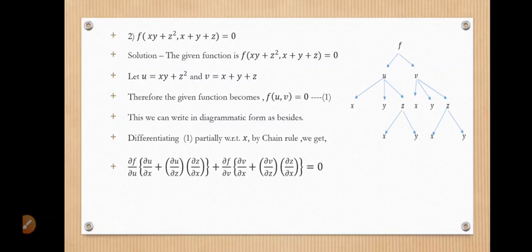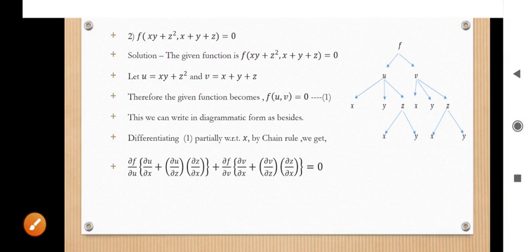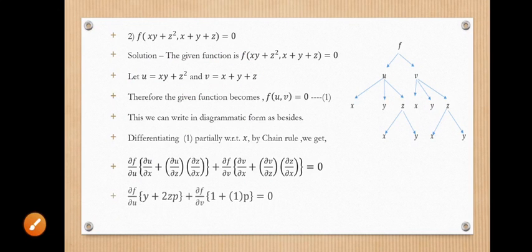Now you are having function u and function v. You can find ∂u/∂x, ∂v/∂x. Also you can find ∂u/∂z and ∂v/∂z. So from these two functions we can find these four partial derivatives, and using these results we can write ∂f/∂u into y plus 2zp plus ∂f/∂v into 1 plus 1 into p.